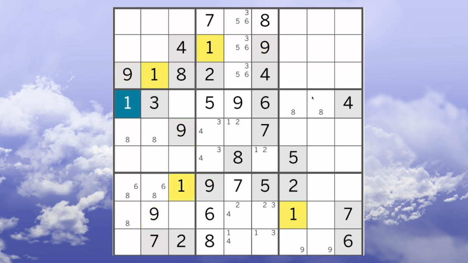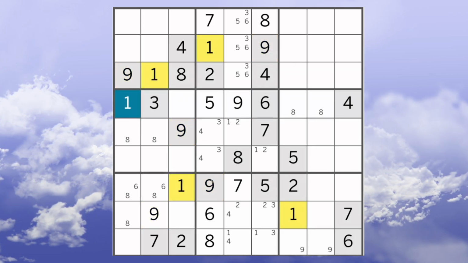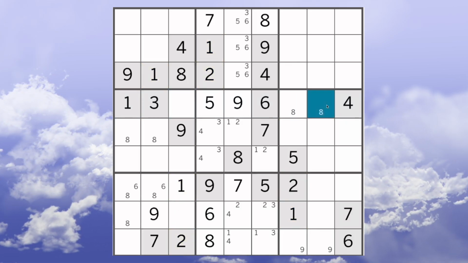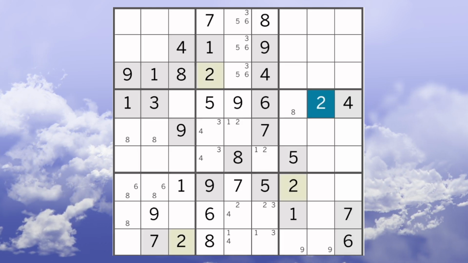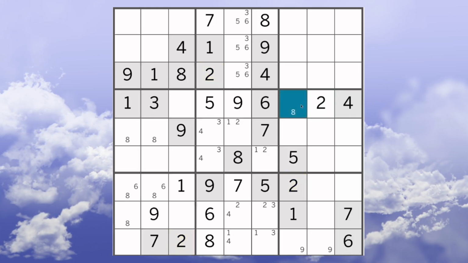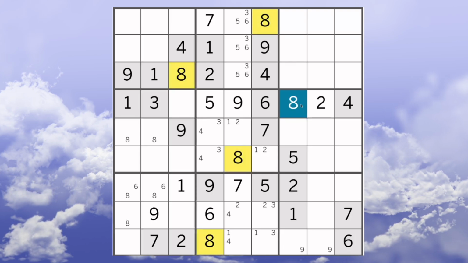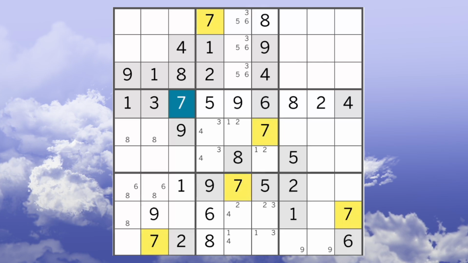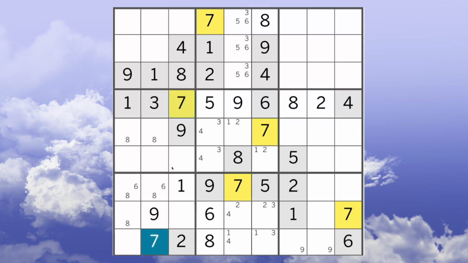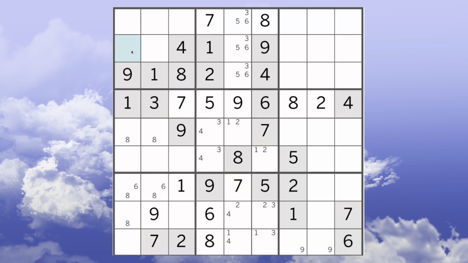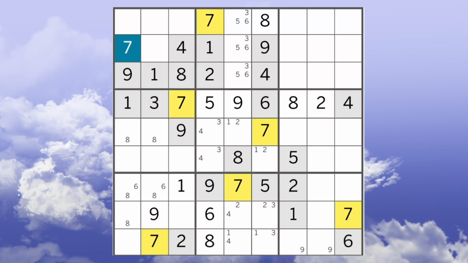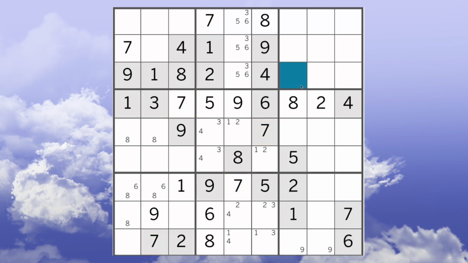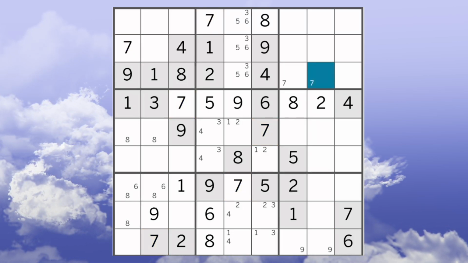So this row here needs a 2. This can't be because of that. That can't be because of that one. So that one has to be our 2, which means that has to be our 8. And leaves us 7 for that one. Okay, so these 3 7s means the 7 has to be there. And this 7, that 7, and this one means 7 has to be in one of those two.